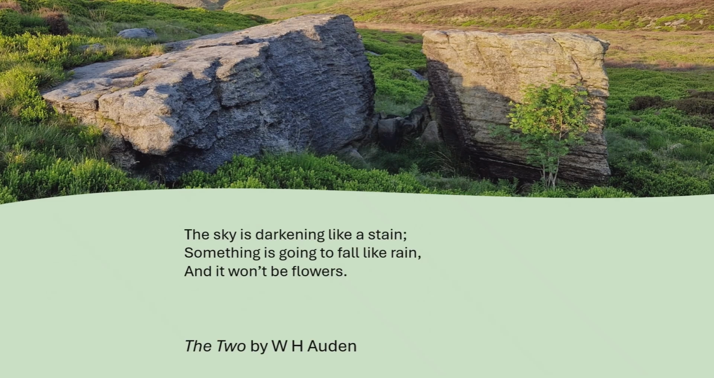Another little literary snippet here. Brady, a keen reader, quotes 3 lines from W.H. Auden's poem The Two in The Gates of Janus. "The sky is darkening like a stain. Something is going to fall like rain, and it won't be flowers."